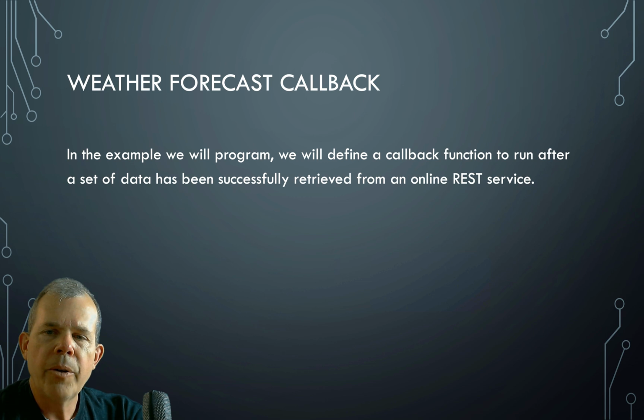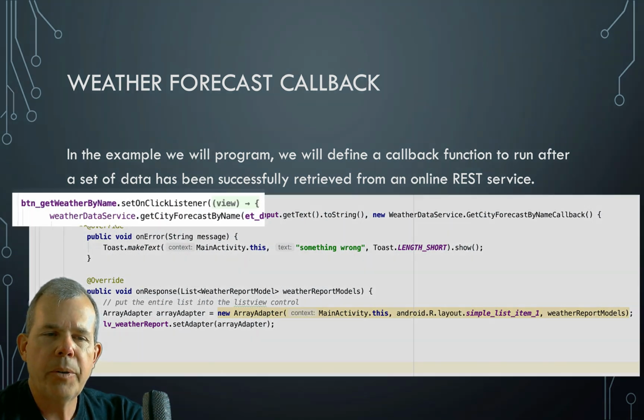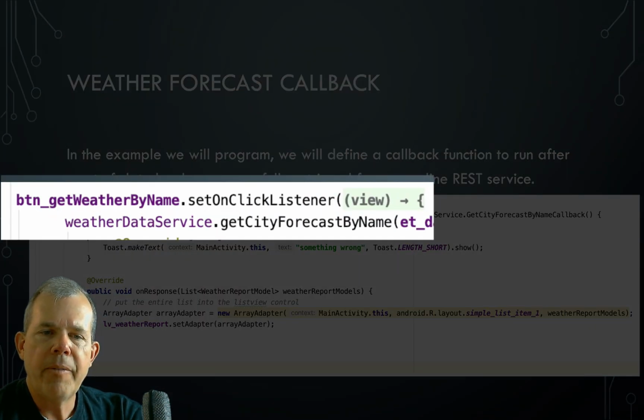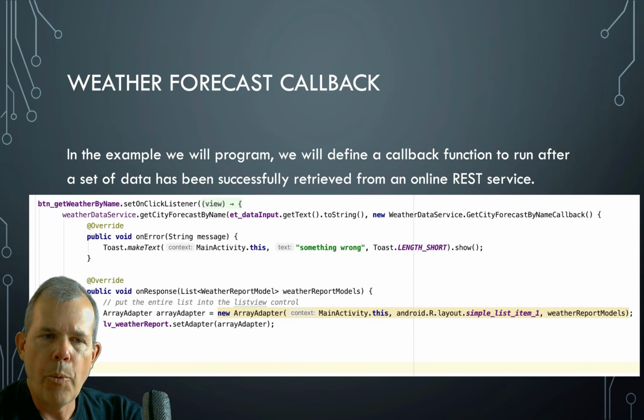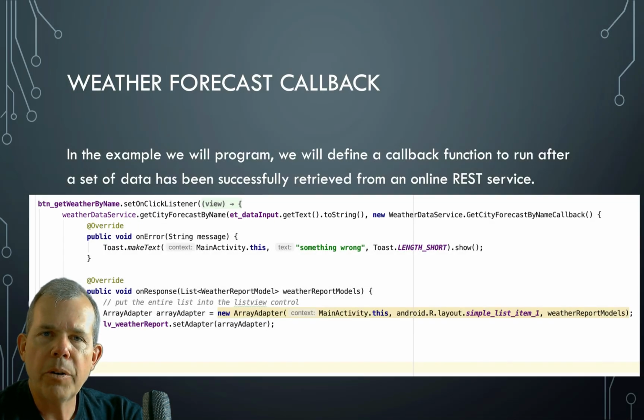So we are going to define a callback function, and it will run after a set of data has successfully been retrieved from an online service. And here's what it's going to look like. We're going to have a button click for get weather by name. And we are going to call this service called the weather service, and it's going to get the forecast. So it's some function, and it's an asynchronous function.